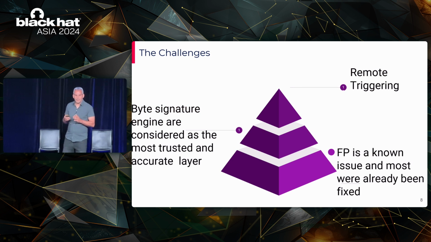So at the beginning, we had 3 challenges. First of all, false positives or false alarms are known problems, right? For a long time, security controls, which are installed on hundreds of millions of endpoints, are already probably immune to false positives. Moreover, the false positive we are aiming to achieve here is even more rare, since we would like to trigger the byte signature engine, which is considered to be the most trusted layer with the lowest false positive rate. And our third and last challenge was how to trigger it remotely.